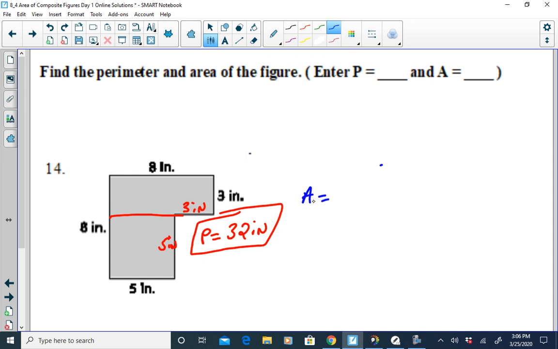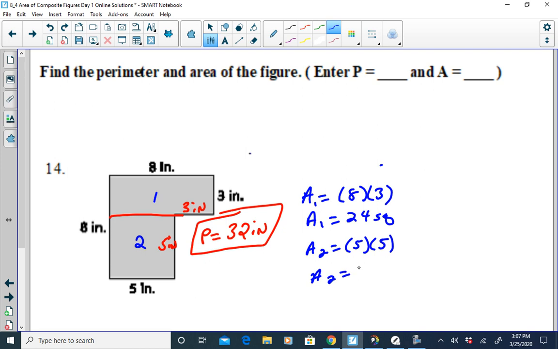Area, call that area 1, area 2. Area 1 is 8 times 3. Right, so area 1 is going to be 24 square units. Area 2 is 5 times 5. Right, so 5 times 5 is 25 square units. So the total area is 24 and 25. So the area is going to be equal to 24 plus 25. That's going to be 49 square units. So the area is 49 square units, and the perimeter we said was 32 units.